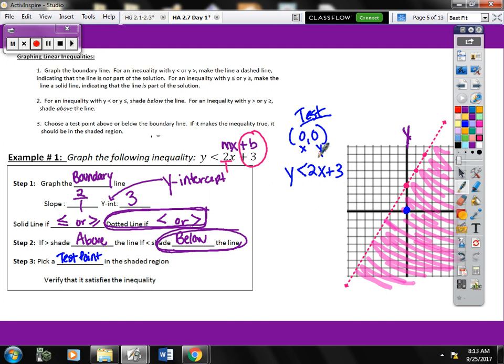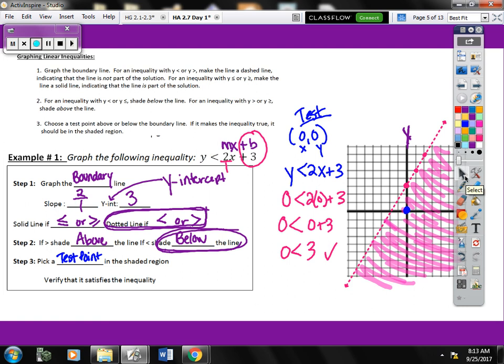So we'll plug in 0 for y, 0 for x, and 2 times 0 is 0. 0 plus 3 is 3. Is 0 less than 3? Yes. Now, the times you definitely want to make sure you pick a test point are on the back. You'll see we may have to solve for y and divide by a negative, which then makes us flip our inequality. So sometimes if you do your test point, you'll catch your algebra mistake in solving for the inequality before you would move on a quiz or a test.